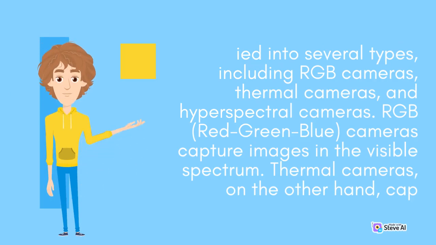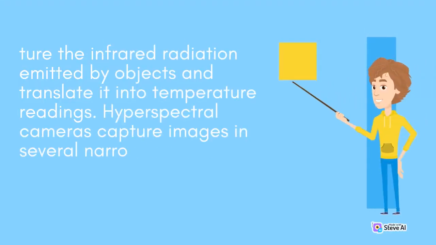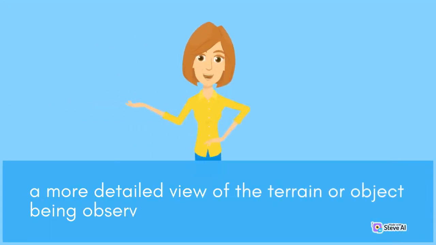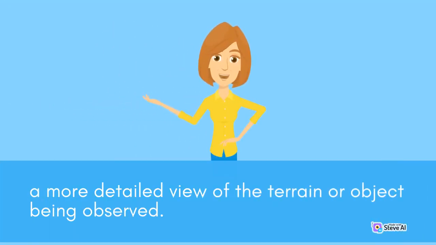RGB, red, green, blue, cameras capture images in the visible spectrum. Thermal cameras, on the other hand, capture the infrared radiation emitted by objects and translate it into temperature readings. Hyperspectral cameras capture images in several narrow bands across the electromagnetic spectrum, providing a more detailed view of the terrain or object being observed.